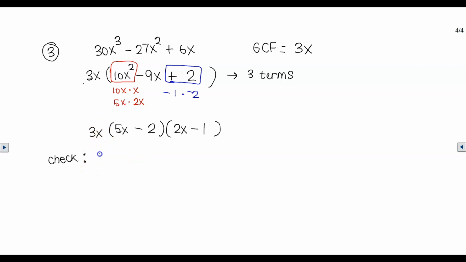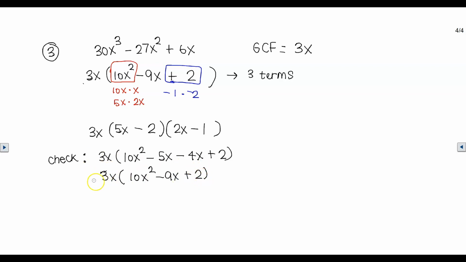All right, I'm going to leave this 3x alone for the moment and just do this multiplying. So 5x times 2x would give me 10x squared. 5x times negative 1 would get me negative 5x. Negative 2 times 2x would get me negative 4x. And negative 2 times negative 1 would get me a positive 2. Bring down my 3x and let's combine like terms. And here we'll get 10x squared minus 9x plus 2.